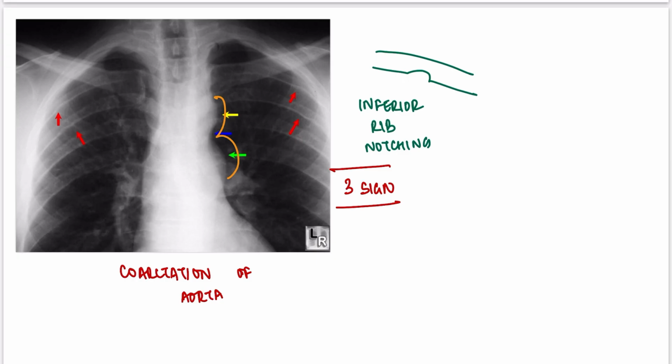As we all know, descending aorta is important to supply the lower limbs, supply the adrenals, supply the kidneys. So there will be hypertension issue, there will be intermittent claudication. All of those factors you are going to appreciate later on in life.